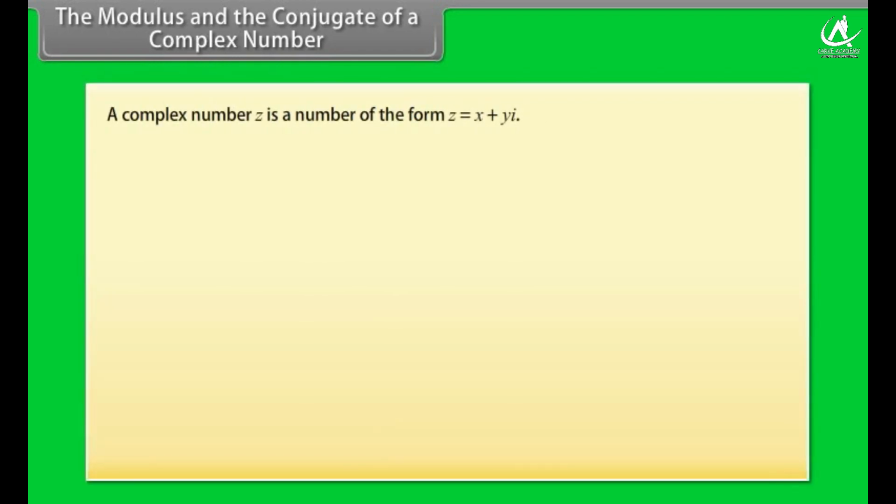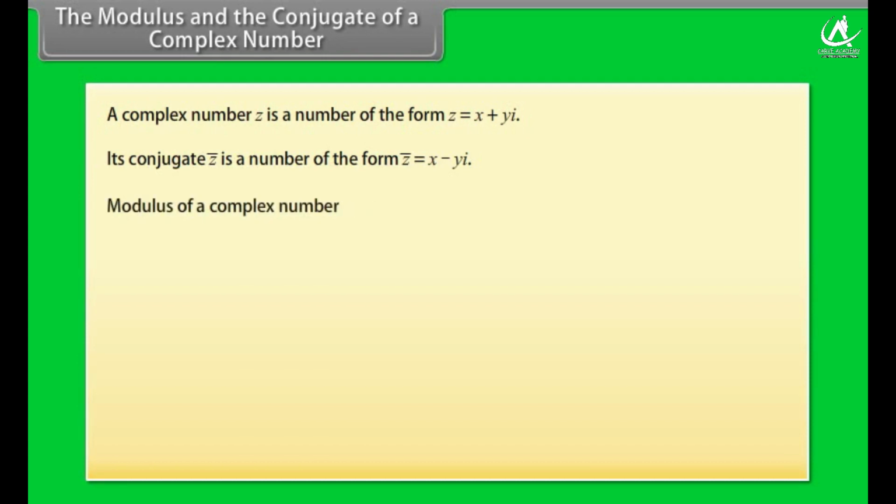A complex number z is a number of the form z is equal to x plus y iota. Its conjugate z bar is a number of the form z bar is equal to x minus y iota. Modulus of a complex number.